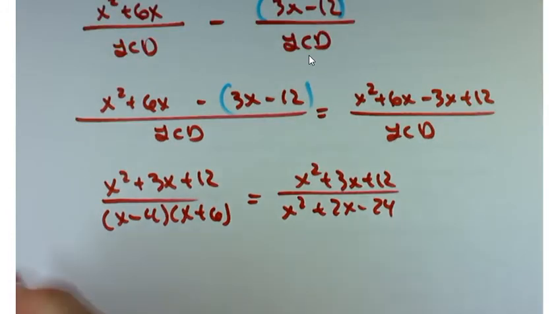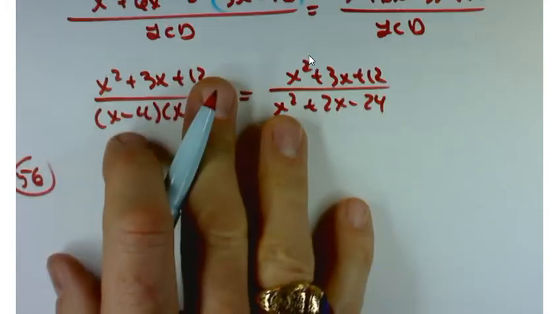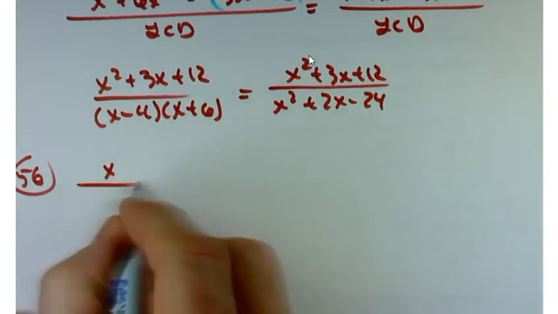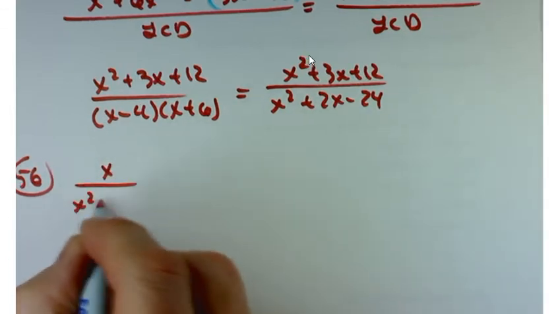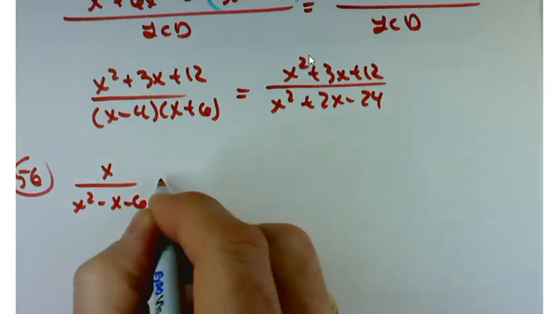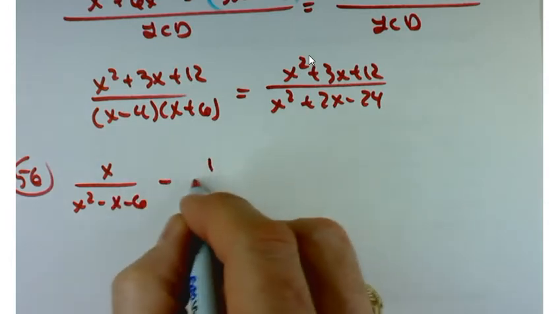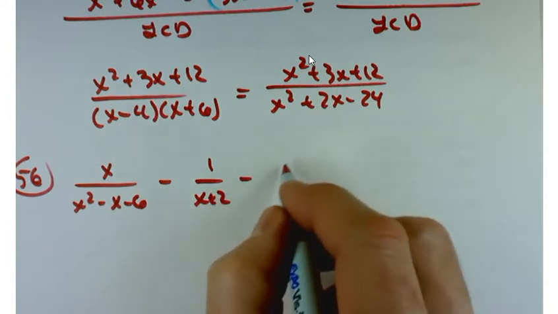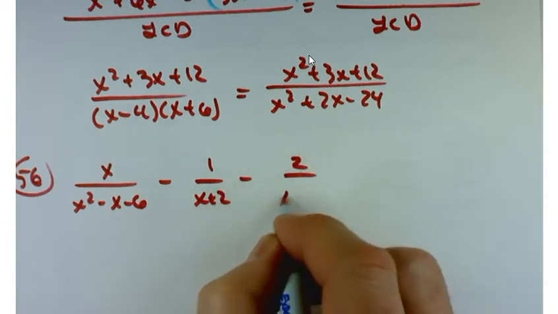Okay, let's do one last one like this. That'd be problem number, I think it's 56, but I could have my number wrong on that. X over x squared minus x minus 6, minus 1 over x plus 2, minus 2 over x minus 3.